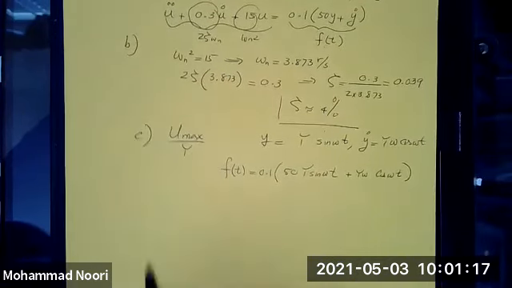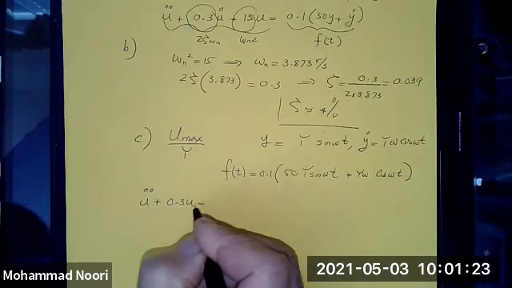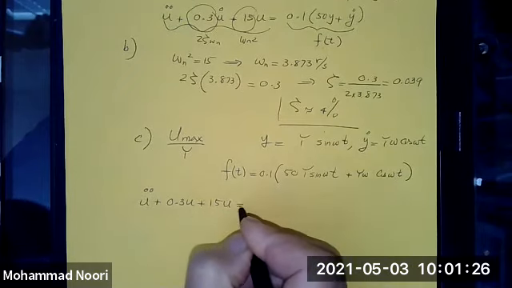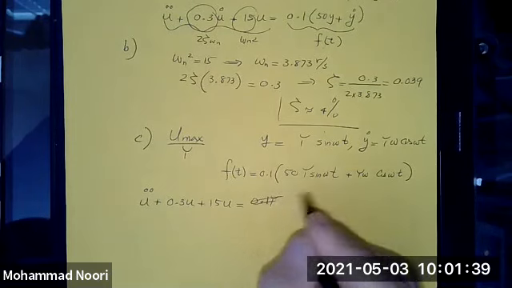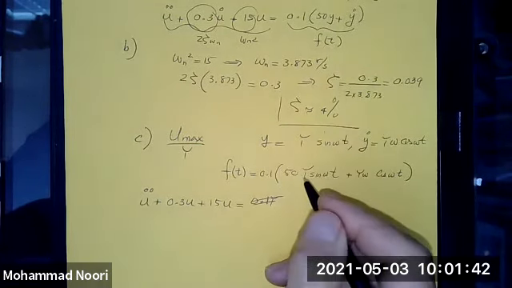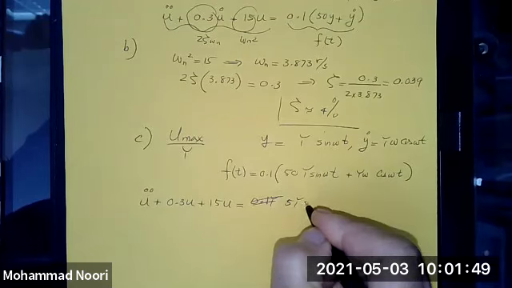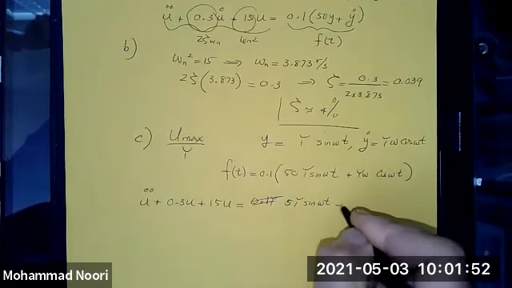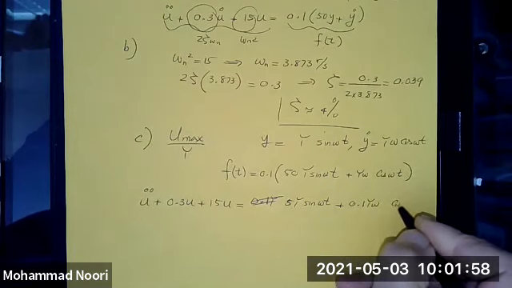So the equation of motion then, which you had here, is this: plus 15 u is equal to 0.1 times 50 y, so it would be 5 y sine omega t plus 0.1 y omega cosine omega t. Why did I separate these two?